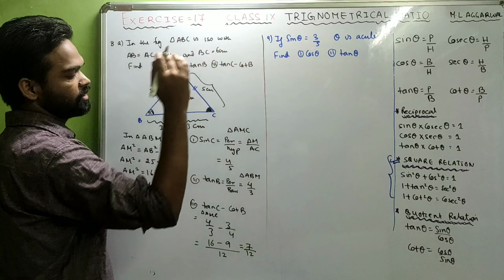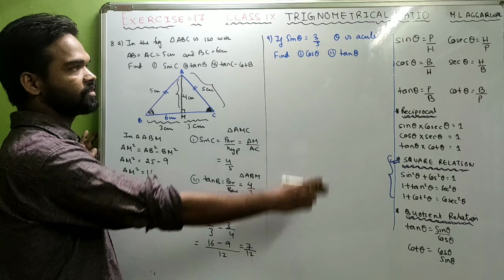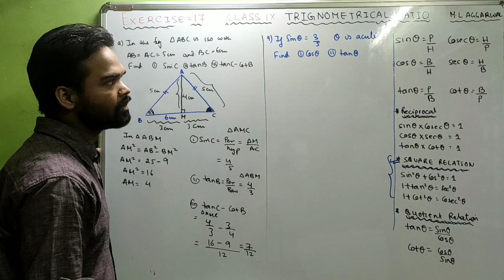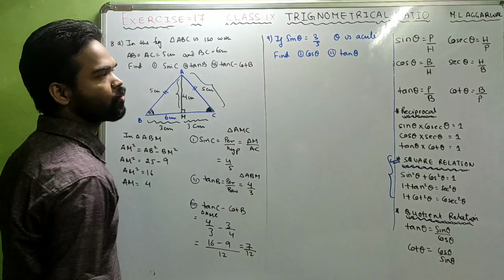Okay. Look at this sum. If sine theta equals 3 by 5, theta is acute. Find cos theta and tan theta. Very easy. Just use the squared relation.